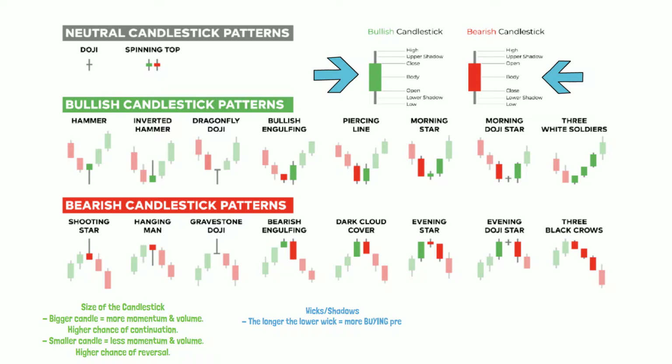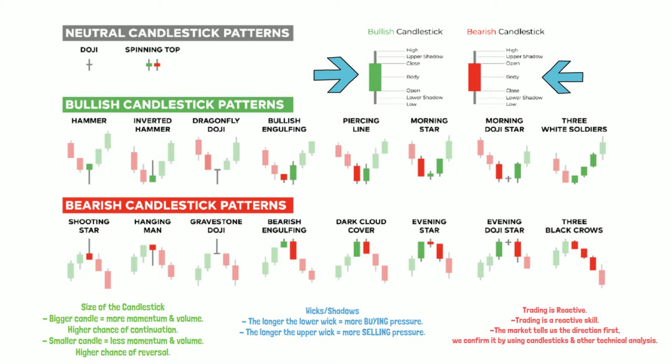Then we have wicks and shadows. These are interchangeable terms. They mean the same thing, and they're just as important, if not more important than the bodies. The longer the lower wick, the more buying pressure there is. There are buyers down there pushing the price back up. The longer the upper wick, the more selling pressure there is. As the price goes up and up, there are sellers selling the stock and pushing the price right back down. Trading is a reactive skill. The market tells us the direction first, we confirm it by reading what the candlesticks are telling us, and then we hop in the trade, right?